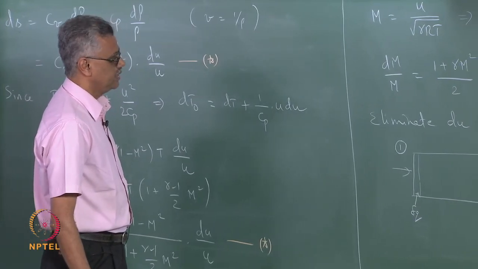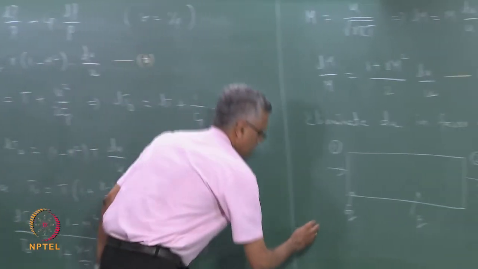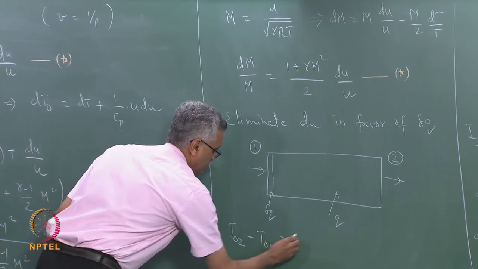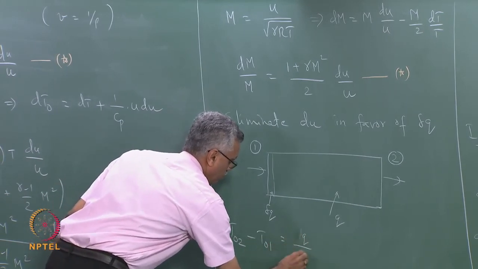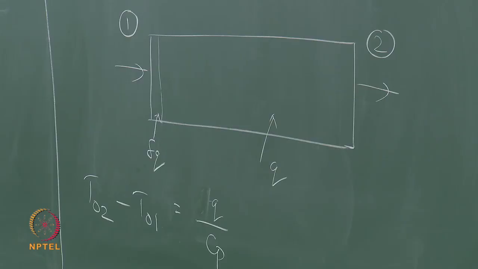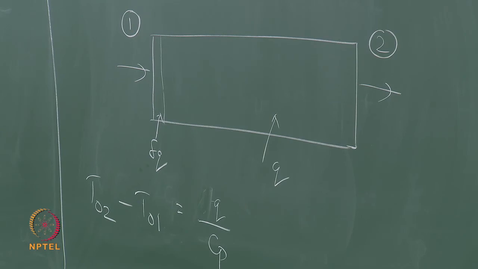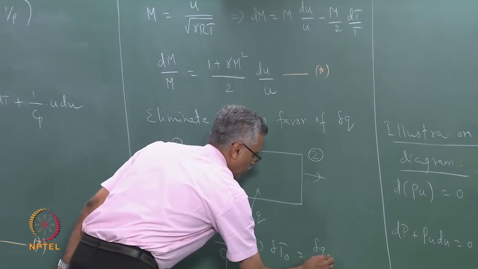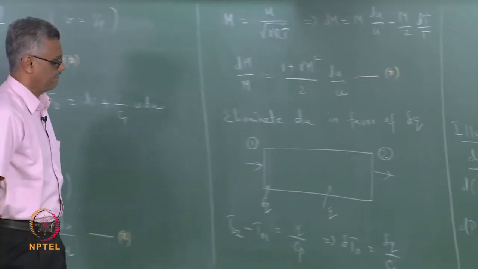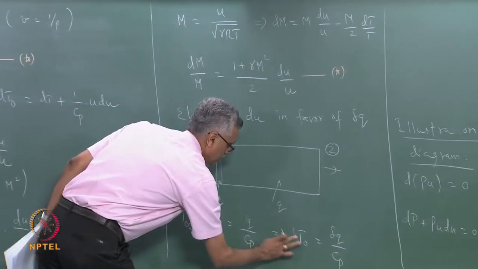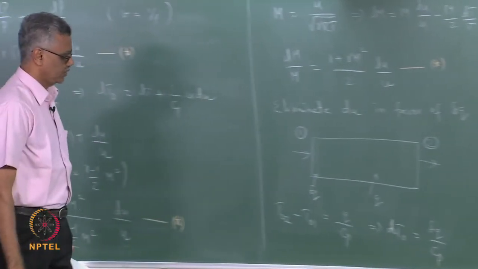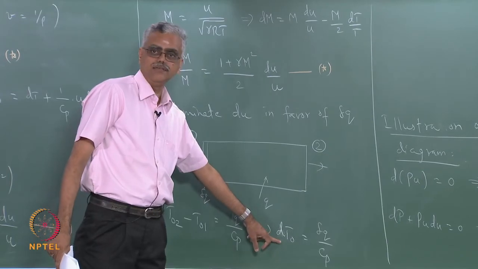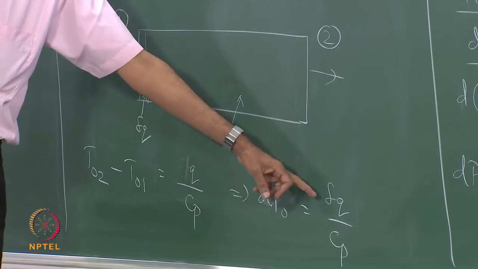If you remember, earlier we showed that T02 minus T01 is equal to Q over Cp, which we derived earlier. Now if I take a differential of this, this tells me that dT naught is equal to delta Q over Cp, right. So I can either involve delta Q or I can write everything in terms of dT naught. dT naught and delta Q are the same, right.